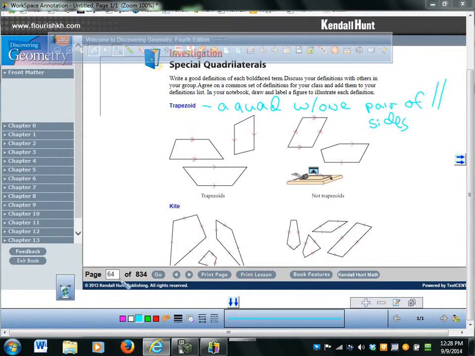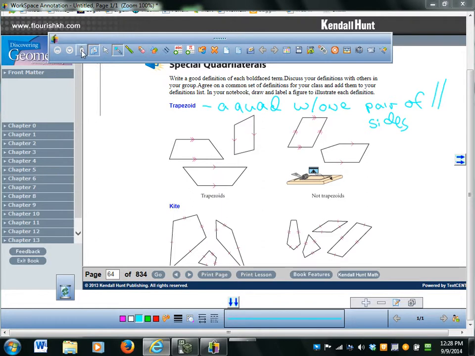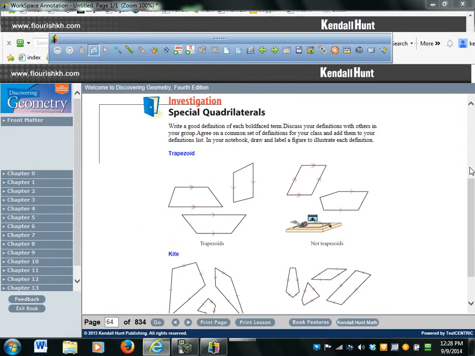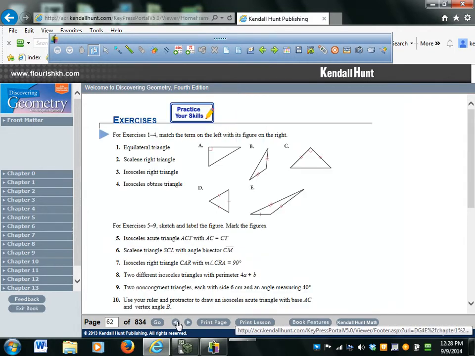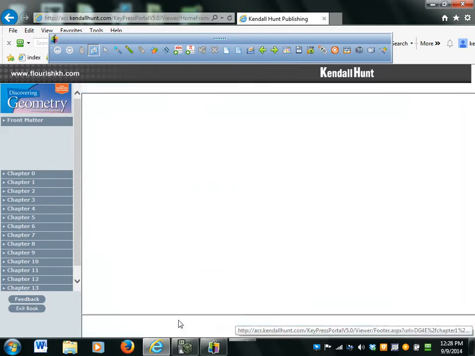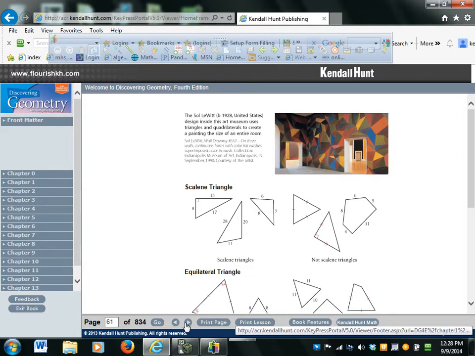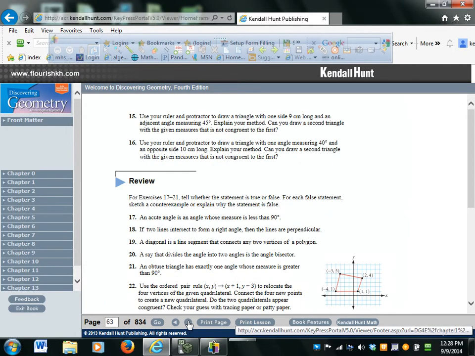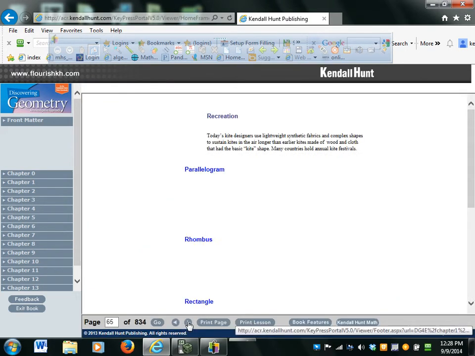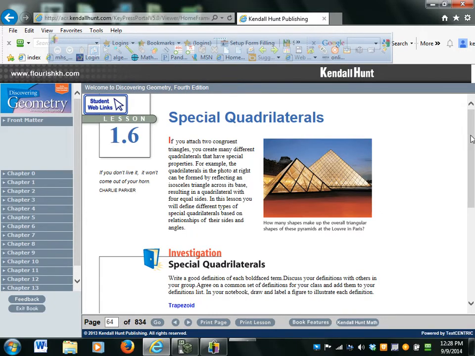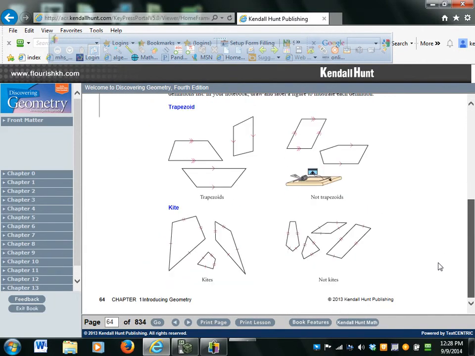All right, so next one. These are pretty easy, right? What happened? Where did it go? How did I get back here? Am I on the wrong page? What page are we on? That's the left one. There's kites. Oh, there's a kite on this page? On the bottom. There we go. Okay, so those are kites.